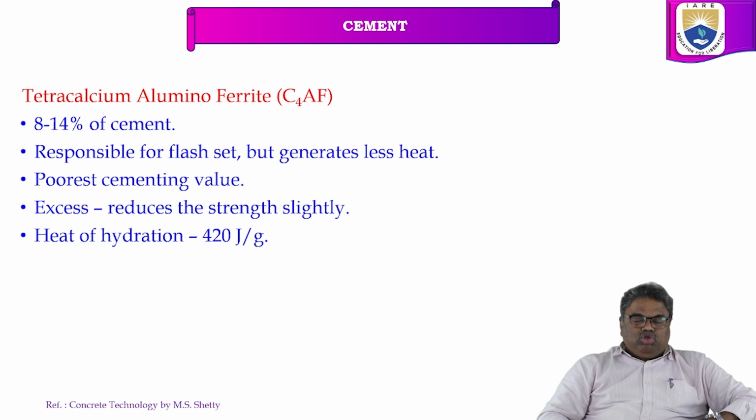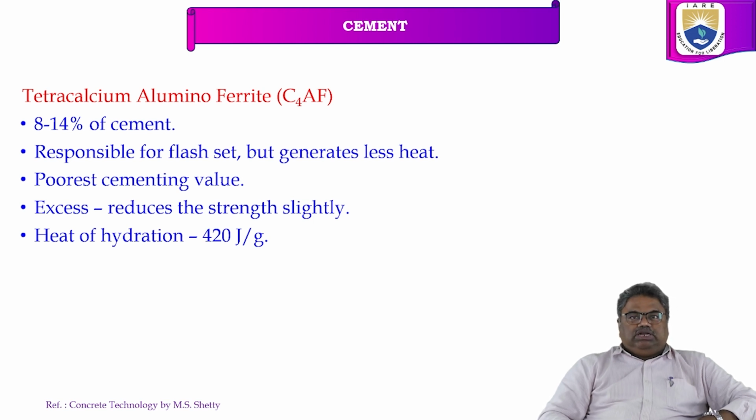Tetracalcium aluminoferrite is the fourth compound of Bogue's compounds, C4AF. Cement will have 8 to 14% of tetracalcium aluminoferrite, and it is responsible for flash set but generates less heat and has the poorest cementing value.